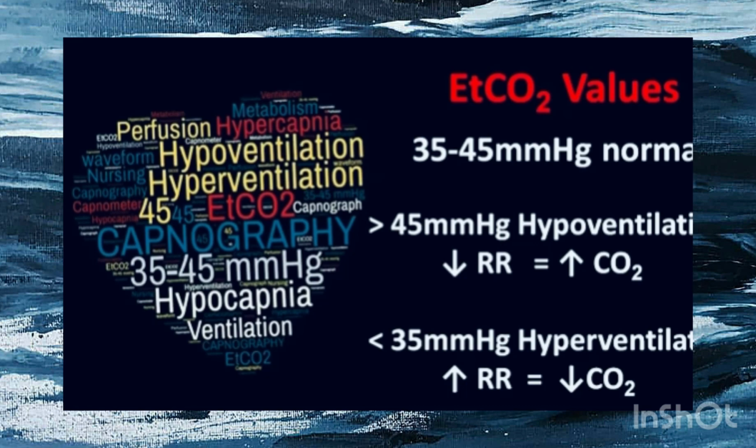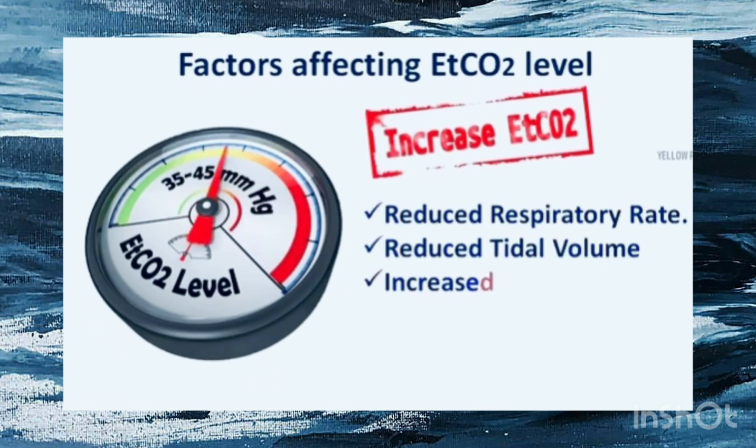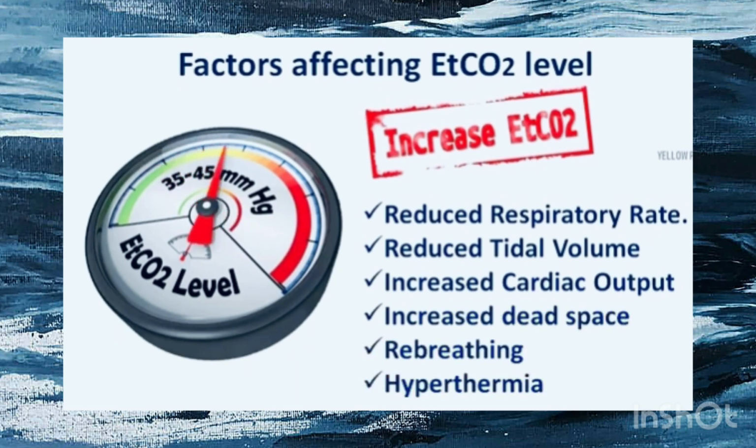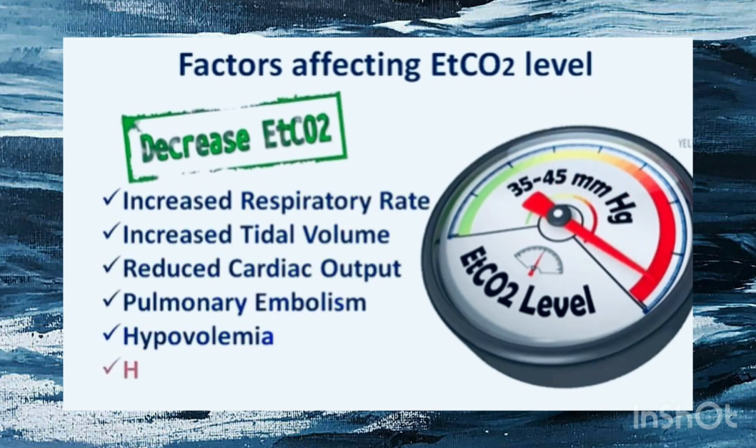Let's discuss the factors affecting EtCO2. Causes of increased EtCO2 include reduced respiratory rate, that is hypoventilation, reduced tidal volume, increased cardiac output, increased dead space, rebreathing or breath stacking, and hyperthermia. Causes of reduced EtCO2 include increased respiratory rate, that is hyperventilation, increased tidal volume, reduced cardiac output, pulmonary embolism, hypovolemia, hypothermia, etc. So, this will be a short introduction on capnography.